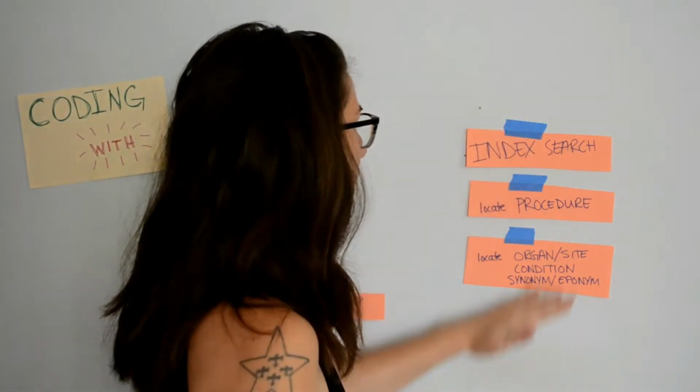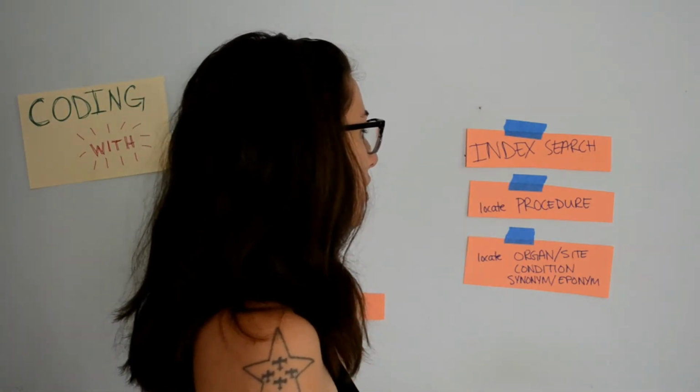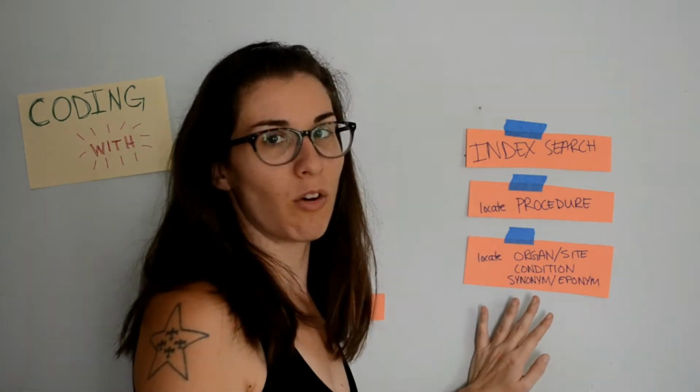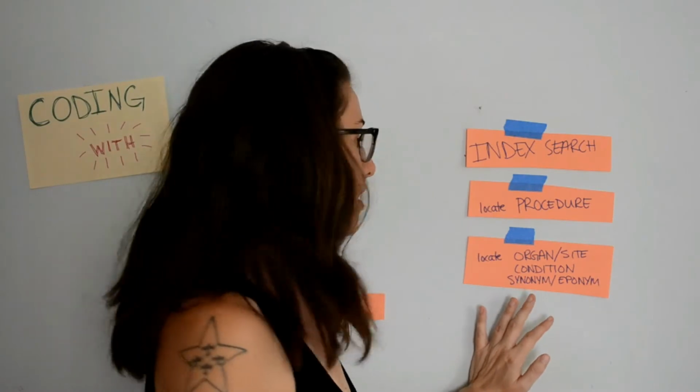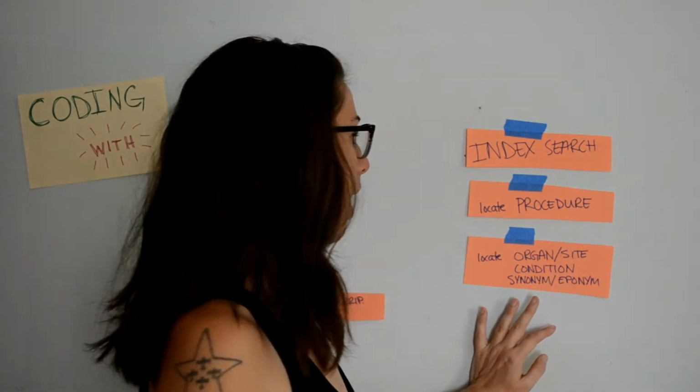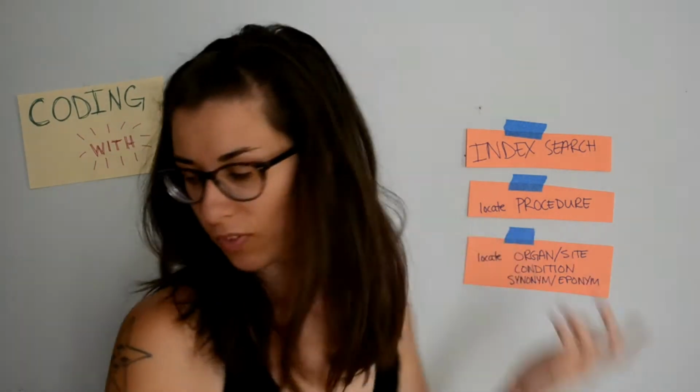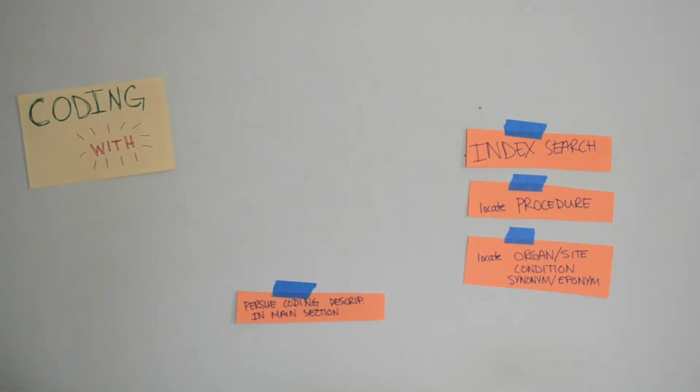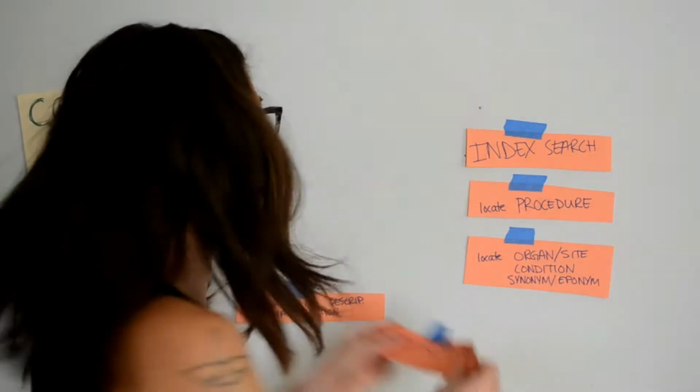So this is how you do the index search. Look for the procedure first. If you can't find it, look for the organ, anatomic site, body system, etc., or the condition, or a synonym or an eponym of the procedure. And if that fails, go to the main section.